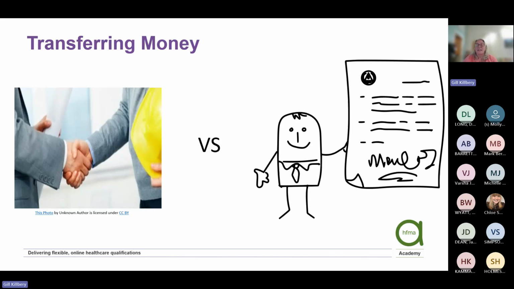Those agreements have got to provide clarity on what's being provided and for how much. They've got to show responsibilities of both parties. And of course, they've got to show what happens if something goes wrong or there's a dispute.